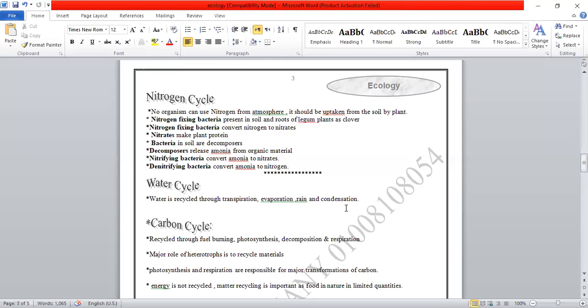In the water cycle, water is evaporated from the seas, rivers, and oceans. The water is evaporated from where? Seas, rivers, and oceans, rising up in the sky to form clouds. After that it will undergo condensation and fall down again as rain. Okay, right? So this is evaporation, rain, and condensation.